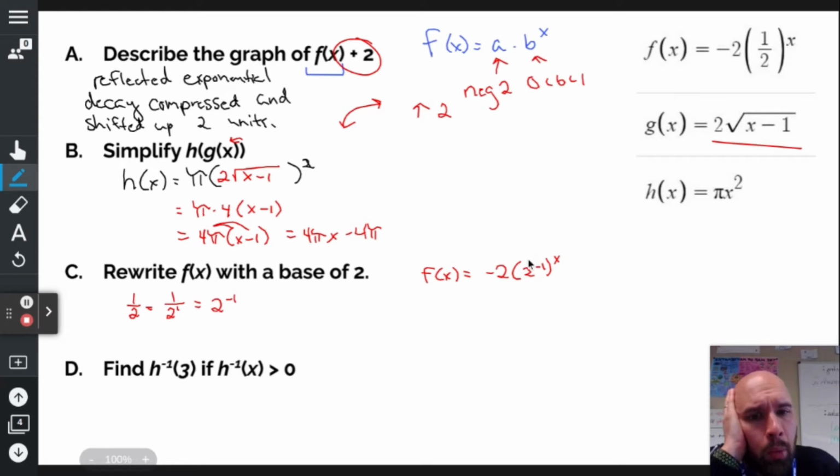Whenever I have something with an exponent taken to an exponent, you multiply exponents. And so finally, f of x is going to equal negative 2 times parentheses 2 to the negative x. I did it.